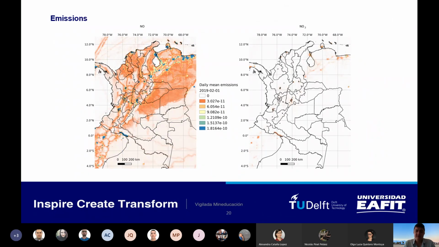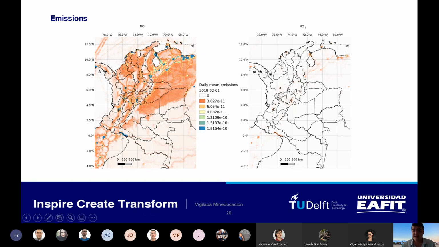The emissions that we have are these, for these two components, NO on the left, and on the right, NO2. I mentioned to you that these emissions come from the Edgar inventory. The Edgar inventory has, for different components, the daily, the mean, monthly, etc. amount of components that are being ejected.